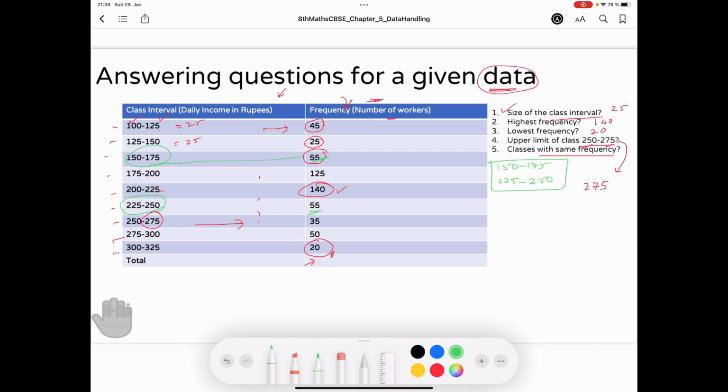Any other number which has the same frequency? 45 is not repeating, 25 is not repeating, 55 has repeated. We have already noted that the frequency for these two classes is 55. 125 is not repeating, 140 is not repeating, 35 is not repeating, 50 is not repeating, 20 is not repeating. So there is only one frequency which is repeated in two classes, and we have written it as the answer here.